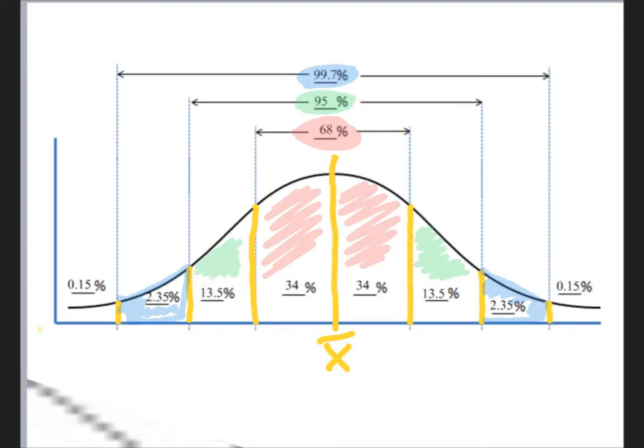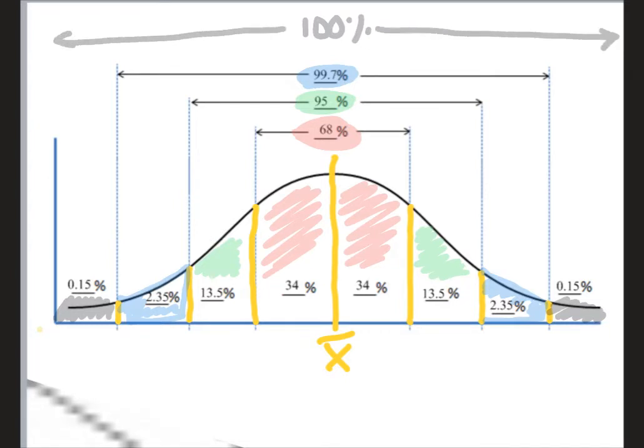And then you'll have, I'll do the last one in gray, your last little pieces are 0.15. If you add 0.15 with all the other ones, you will get 100%. So everything underneath the curve is worth 100%. Your data set is worth 100% and you're putting it underneath this curve, and you're going to be analyzing it and asking questions about it. We'll talk about that in more detail next.